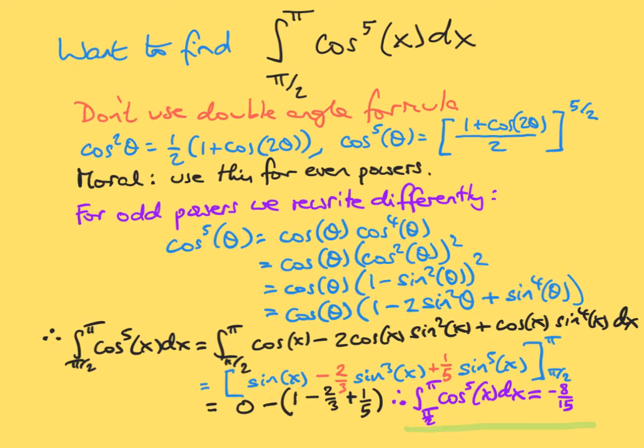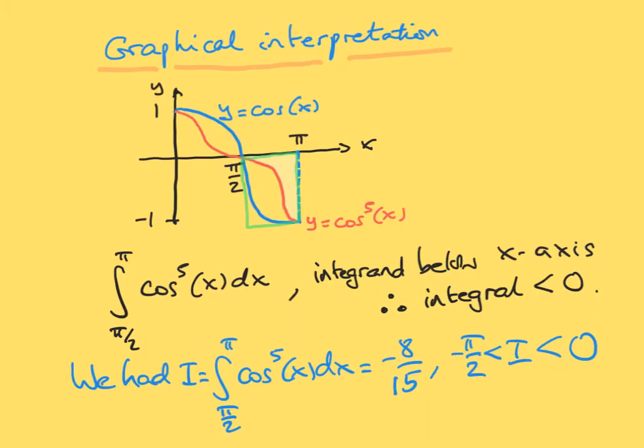And outside there is a minus sign. So we should have obtained minus 8/15. And that is our answer for this definite integral. On the next slide, I'm going to talk about its interpretation and the sign of our answer.